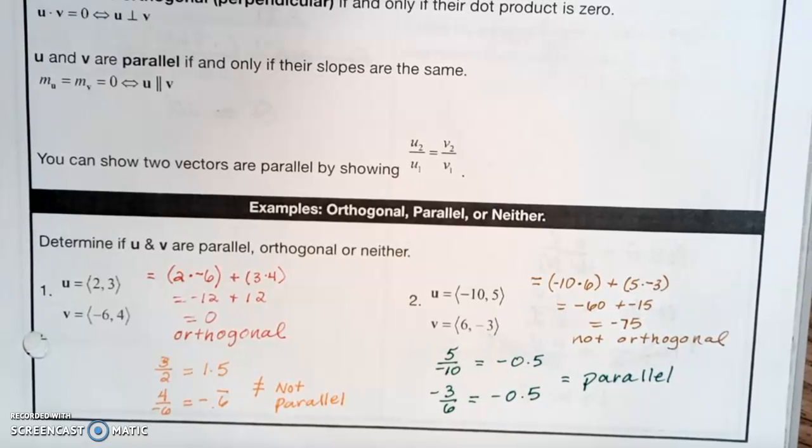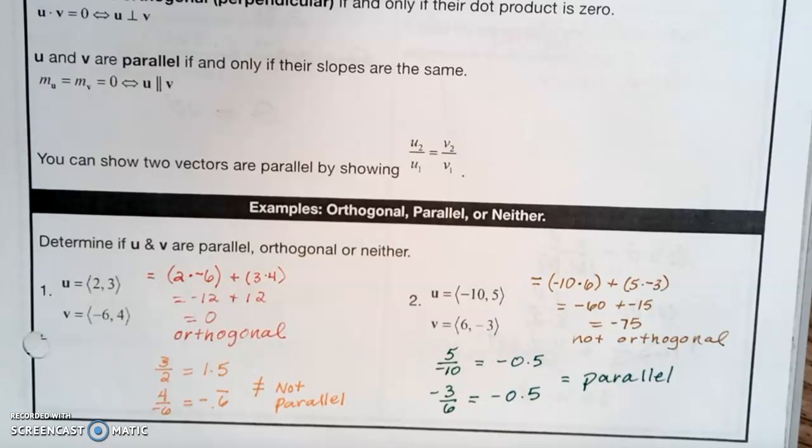All right. Example number 2. First, we're going to check and see if they're orthogonal, meaning their dot product should be 0. So we're going to take the first 2 values and multiply them, take the second 2 values and multiply them, then we're going to add them together. We get negative 75, which is not 0, right? Not 0, so they are not orthogonal. But could they possibly be parallel? They could be, so let's check.